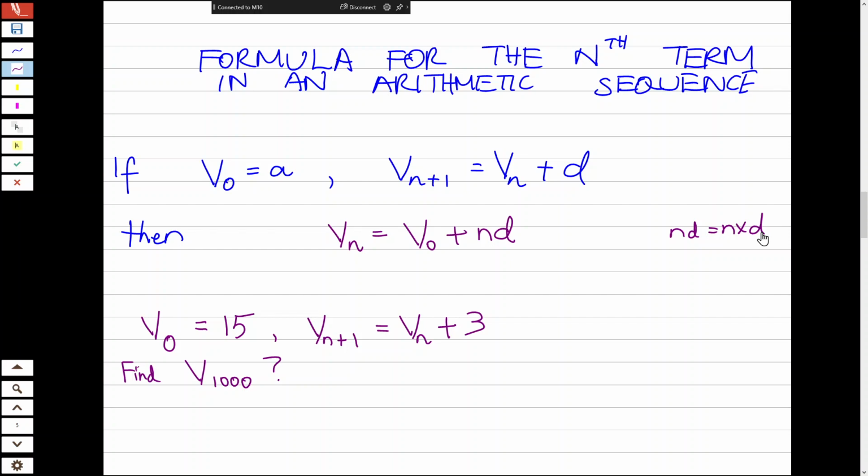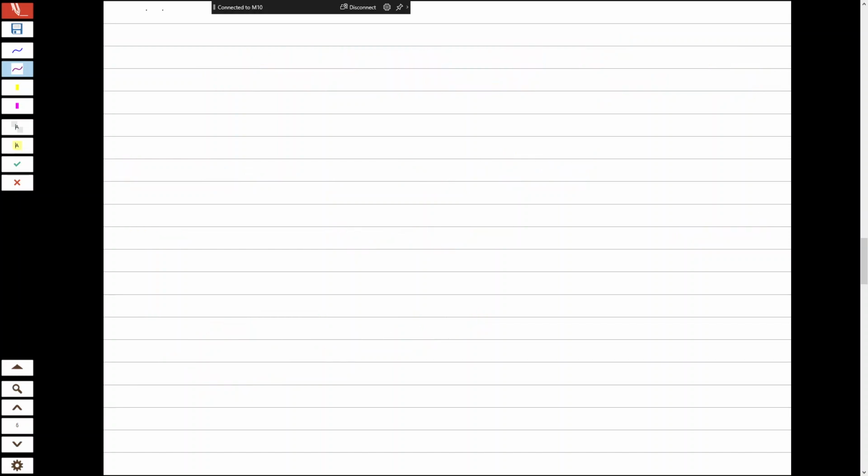So, think about it this way, guys. If I know that to get the next term I need to add 3, and I need to do that 1,000 times to get to V1000, what should I do to the number 15 to find the 1,000th term? Times it by 4, not 3. I don't know. Let's see if this helps. This is V0.